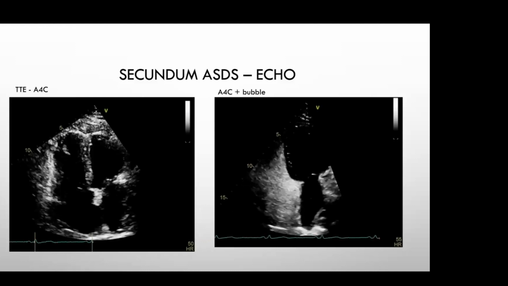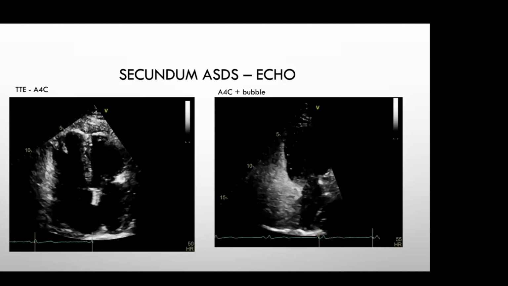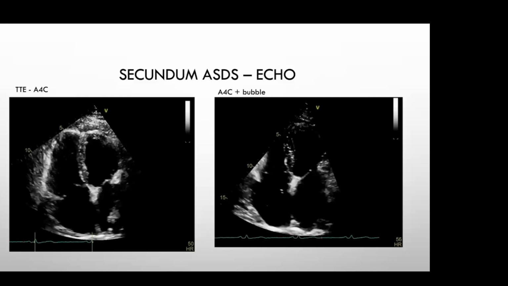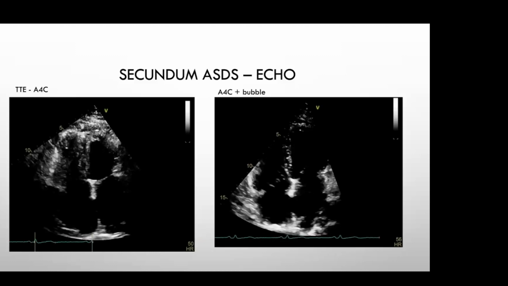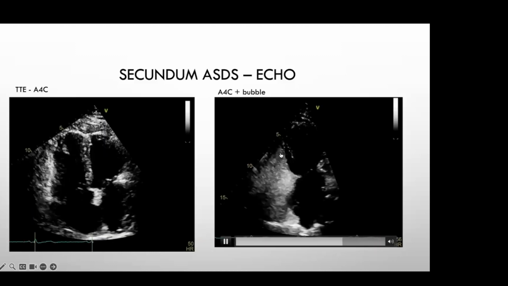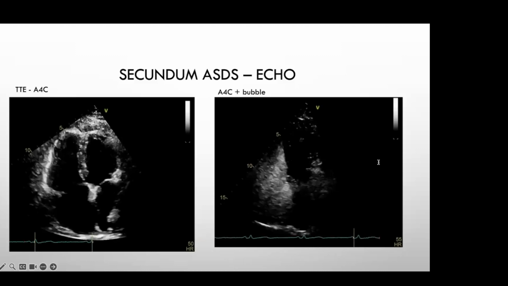And aside from secundum ASDs being the most common type of ASD, the position of this ASD sort of midway through the interatrial septum also partially suggests a secundum ASD compared to the other types, which I'll show you pictures of later.